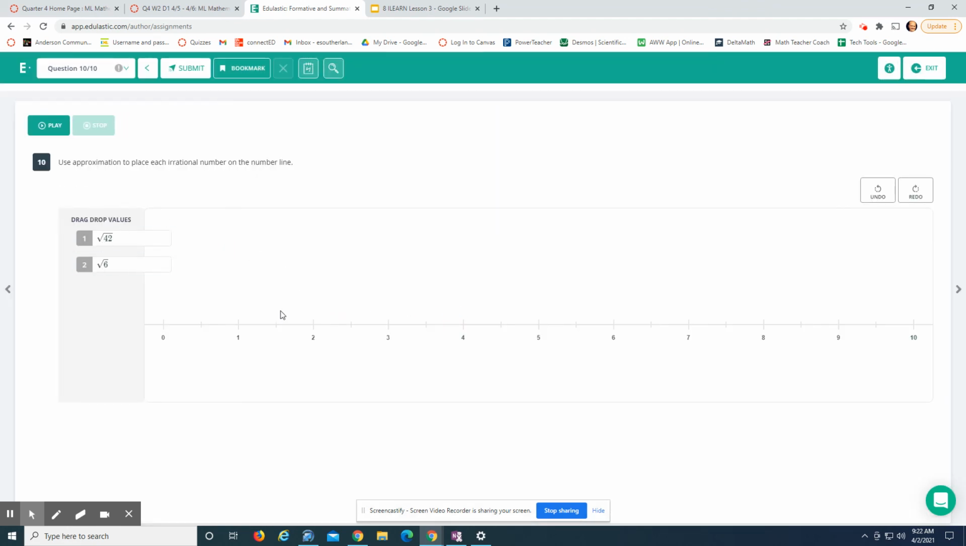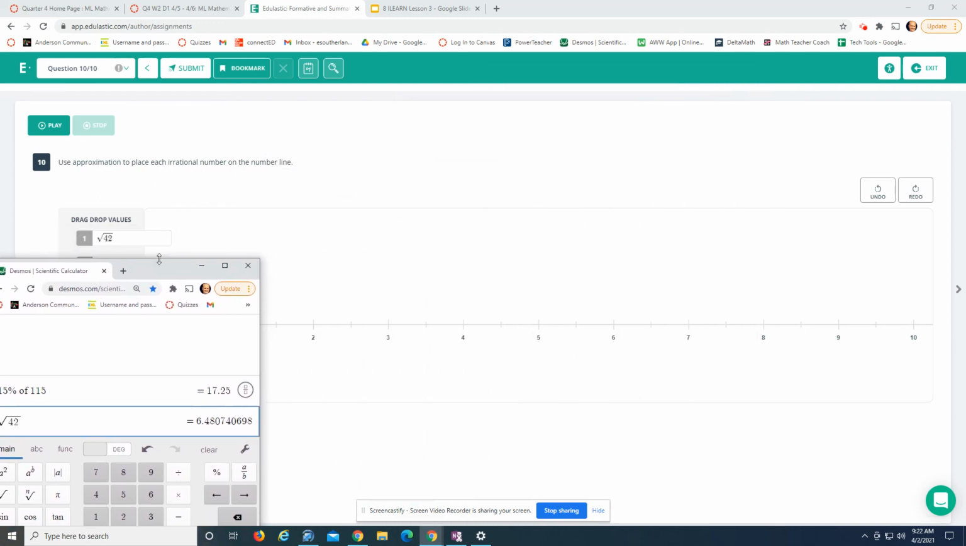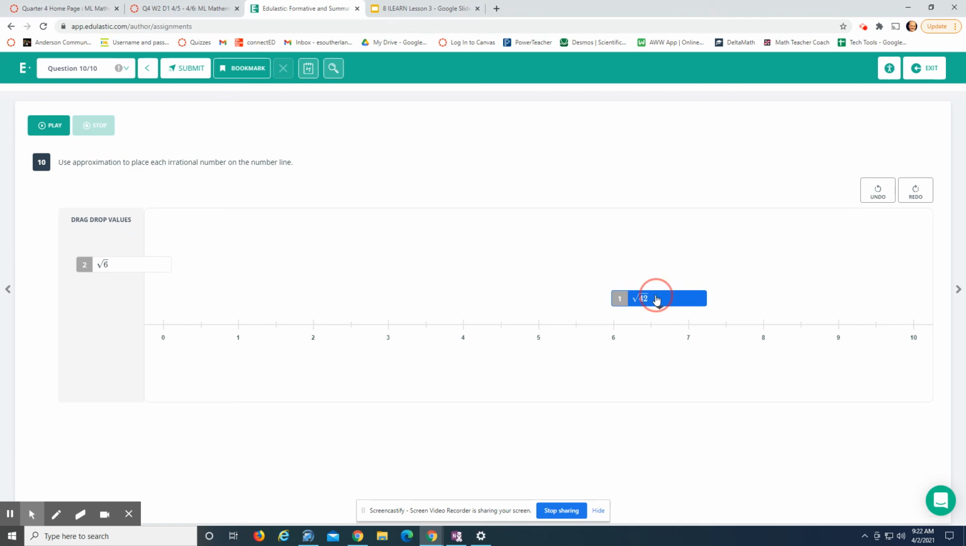This is just place these where you think these go. Square roots, use a calculator. Find out what the square root is, like pull it up. You're going to type in square root 42. Oh, 6.4. Okay, so take this one, place it right there. Right? According to the calculator, it was between that. Do the same thing for this one.